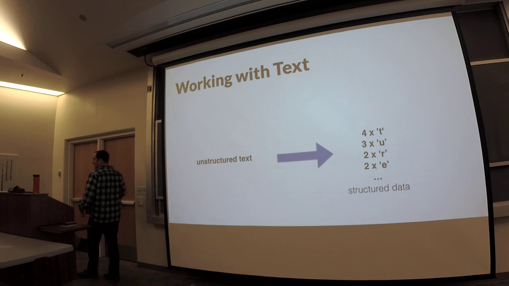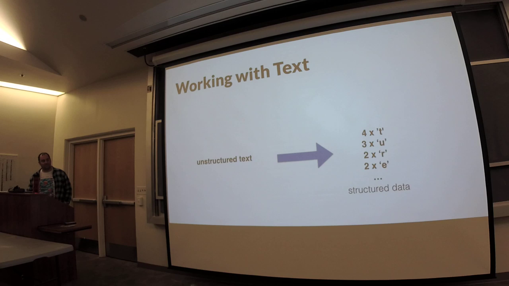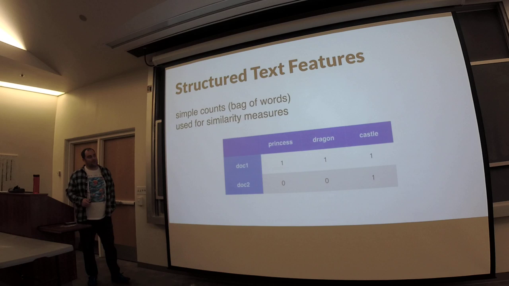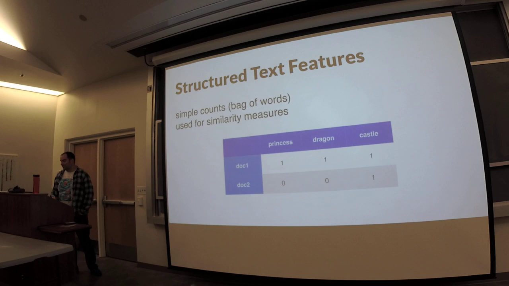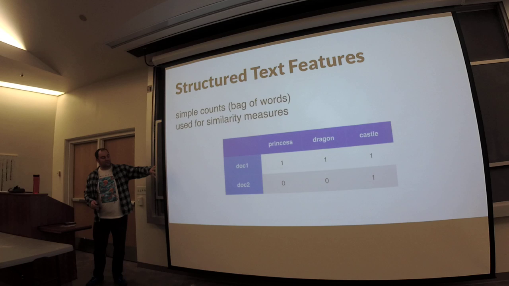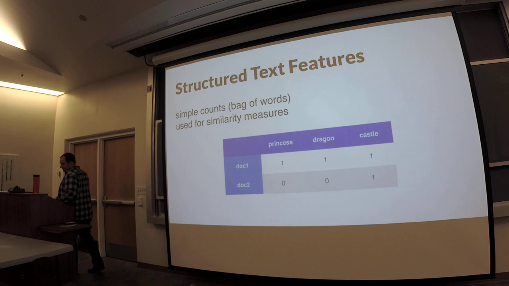Might not be the most useful way in many contexts, but depending on the question you have, it might be. Another way to extract text features is simple counts, like bag of words approaches. And this is often used for similarity measures. So for example, if I have a document here, document 1, that is about princesses and dragons and castles, then I can measure similarity to other documents, whether they share the same terms. And this is a very common approach to measure similarity of documents.